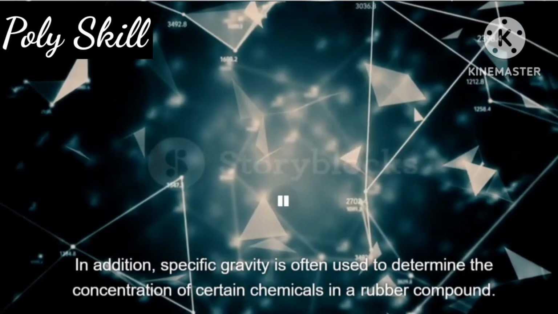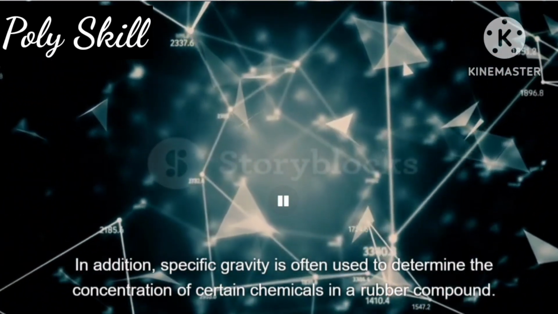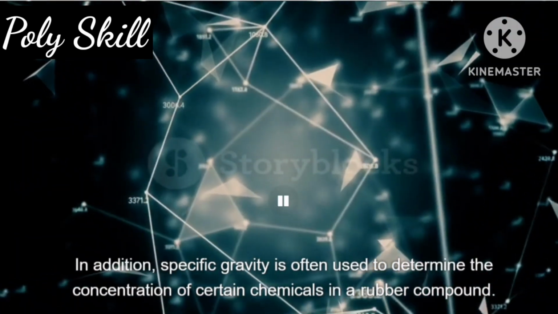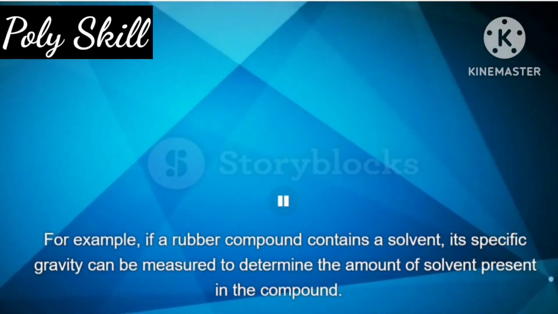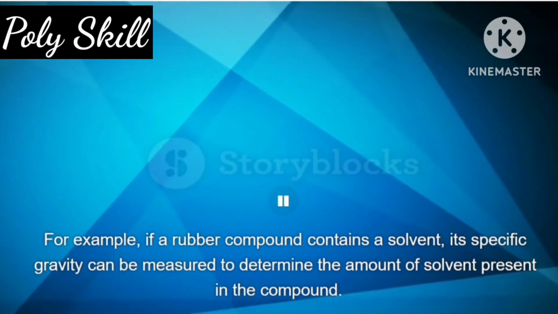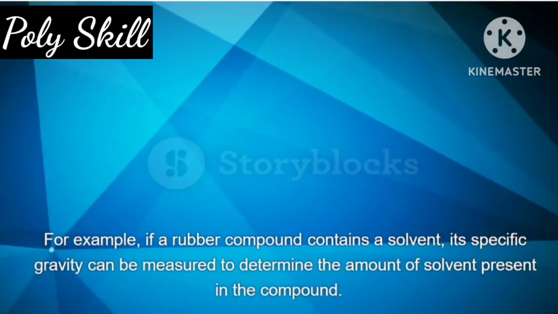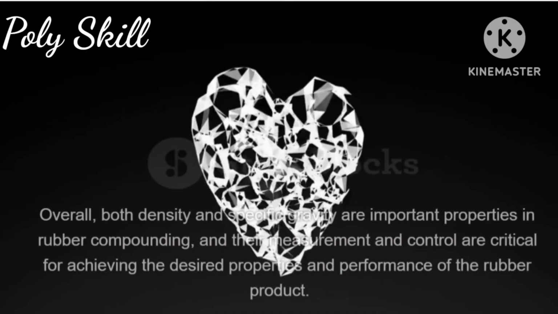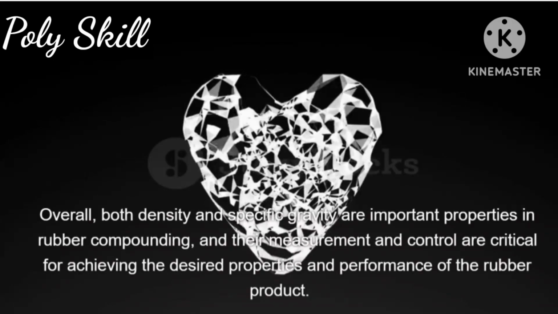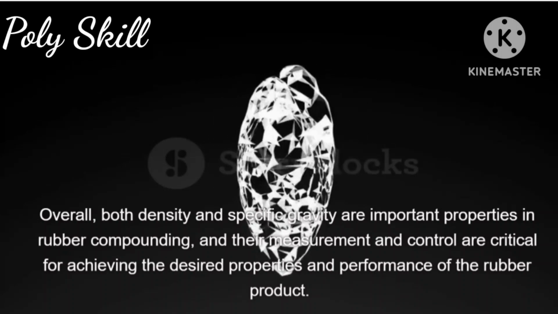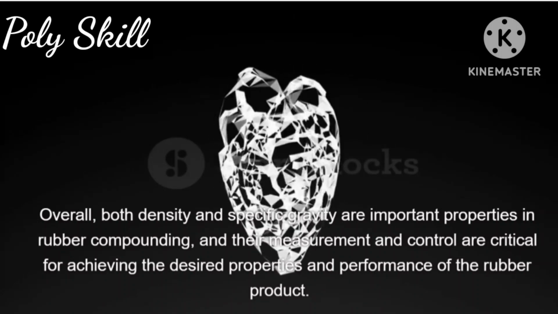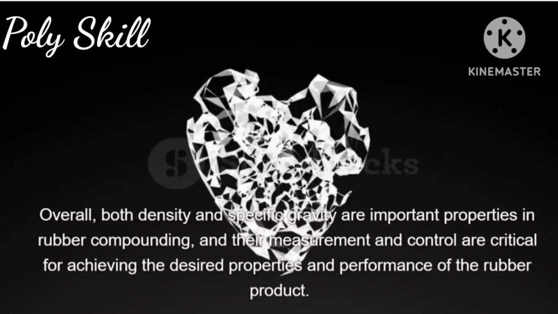In addition, specific gravity is often used to determine the concentration of certain chemicals in a rubber compound. For example, if a rubber compound contains a solvent, its specific gravity can be measured to determine the amount of solvent present in the compound. Overall, both density and specific gravity are important properties in rubber compounding, and their measurement and control are critical for achieving the desired properties and performance of the rubber product.